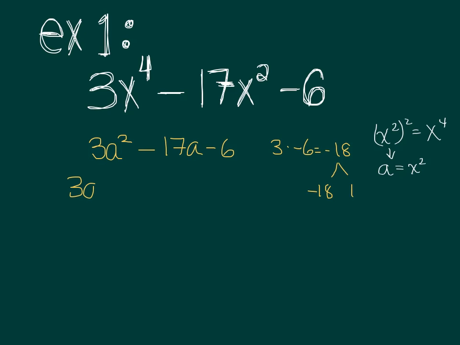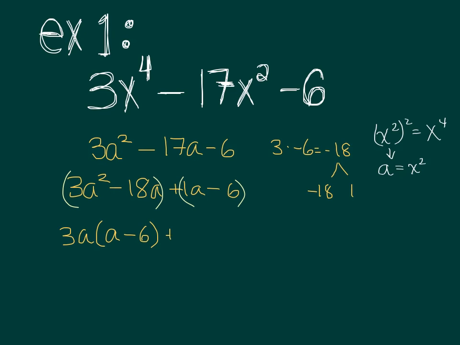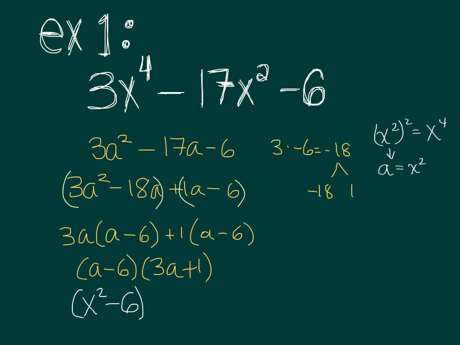So now I rewrite my trinomial: 3a squared minus 18a plus 1a minus 6. Now it's time to group and pull out the GCF. So 3a minus 6 plus 1a minus 6. And rewrite, I have a minus 6, 3a plus 1. But now the really important part is going to be to take this x squared and put it back into the problem. So now we'll have x squared everywhere that we used to have an a.